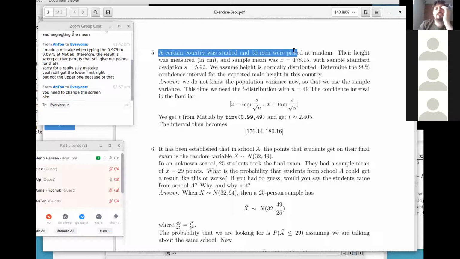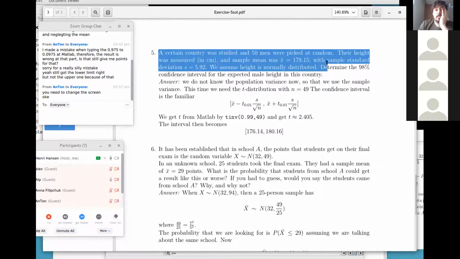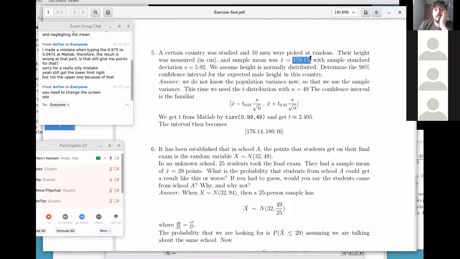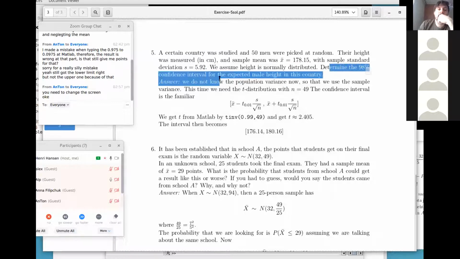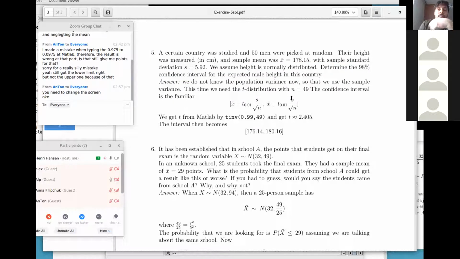A certain country was studied, 50 men were picked at random. The height was measured in centimeters. Sample mean was 178.15. Sample standard deviation 5.92. Assuming normally distributed height, determine the 98% confidence interval for the expected male height in this country.